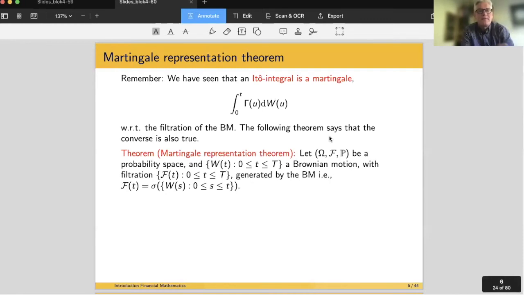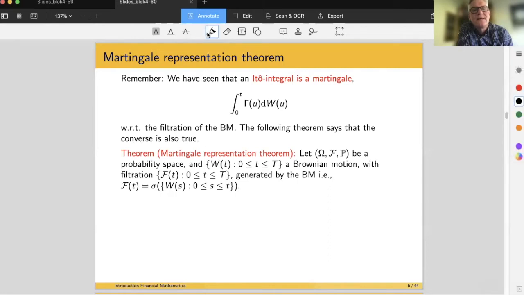First remember that we have seen before that an Ito integral is in fact a Martingale, and that looked like the integral from 0 to t of gamma_u dW_u with respect to the filtration of the Brownian motion. And the Brownian motion is originally defined on some probability space, (Omega, F, P), and comes with some filtration. We use this filtration to define the Ito integral.